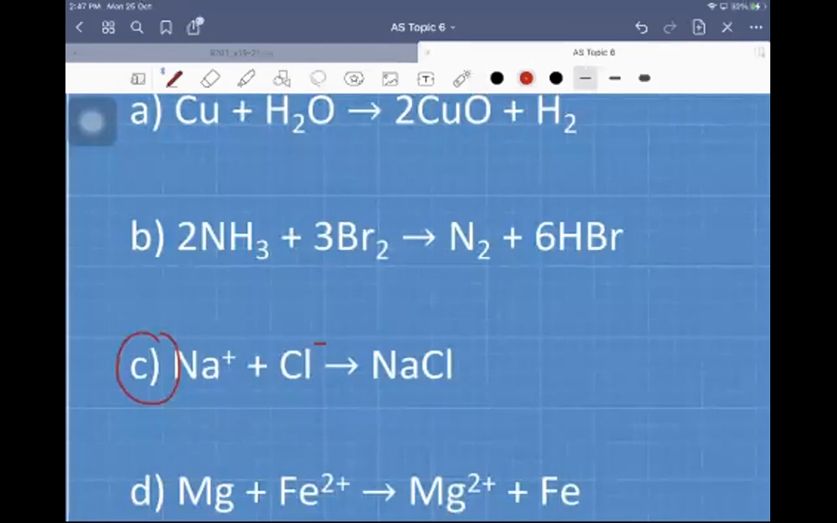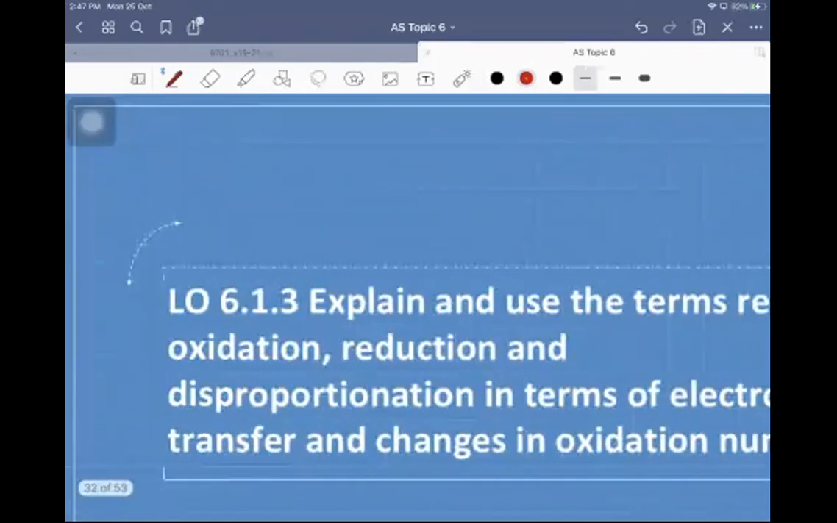For now, I would just like you to label that this example is ambiguous. So that means it's not clear. All right, you don't have to worry about that. As long as you know how to count the oxidation number of an element in different species, you should be fine.